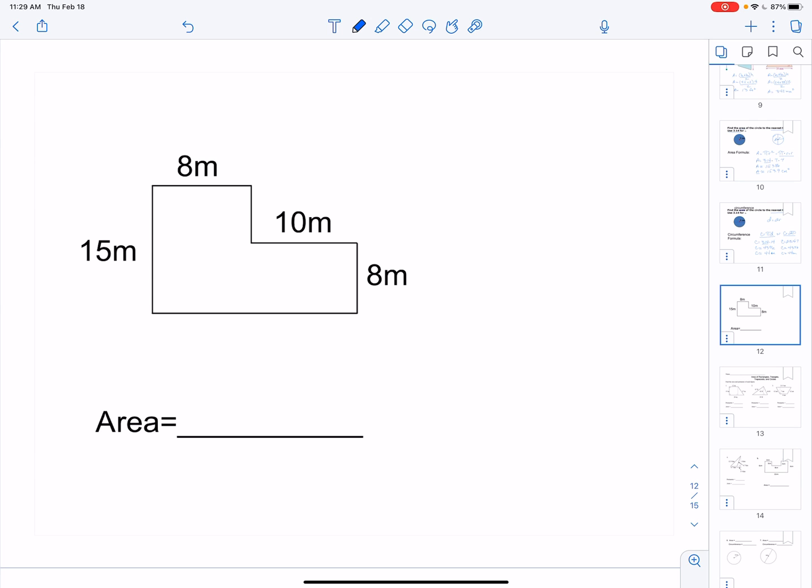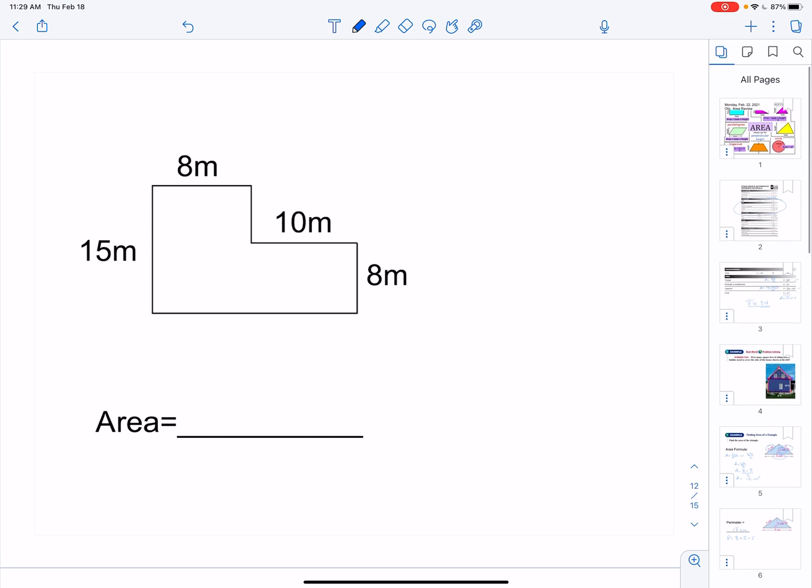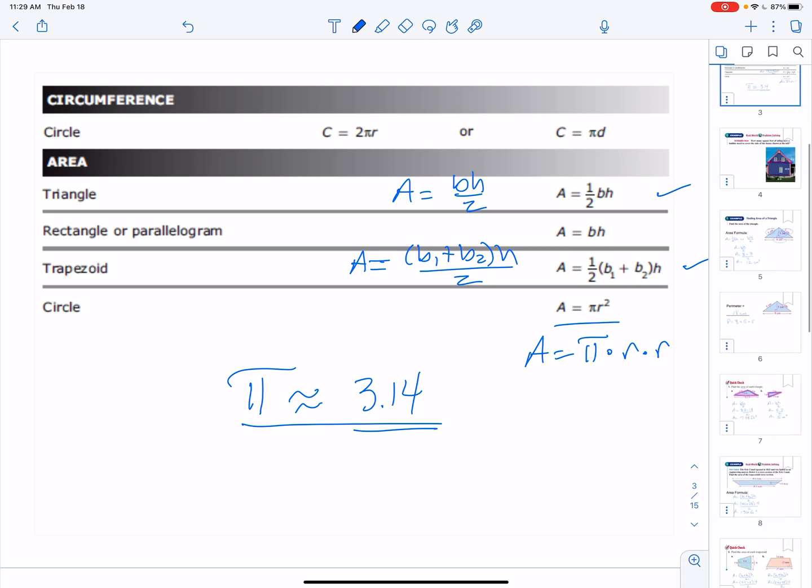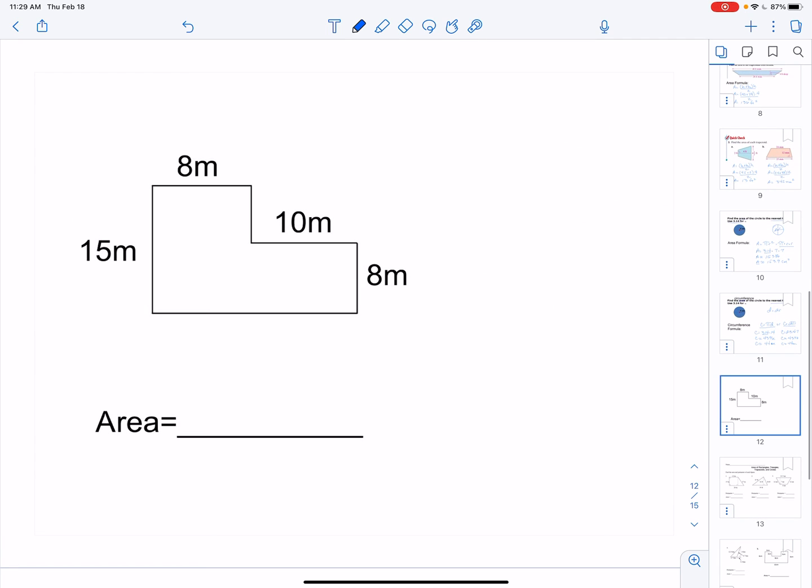Well, one of the things that we do is we divide the shape up into figures that we know. And if we were to look back at this formula chart, I know circle, I know triangle, I know rectangle, parallelogram, I know trapezoid, and I know circle. So we want to divide this shape up into figures like that. Okay, so there's 2 ways that you could divide this one, in my opinion.